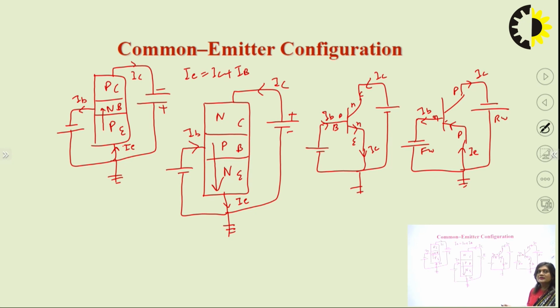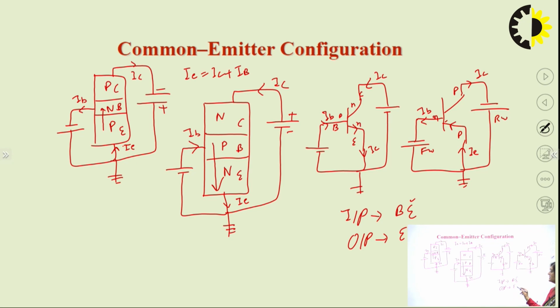We have to keep one thing in mind, that the emitter is always common between the input side and output side. In the input side, what have we taken? We have taken the base and emitter junction. We have kept base and emitter forward biased. And in the output side, the emitter is common between input and output. So we have kept the emitter here also.